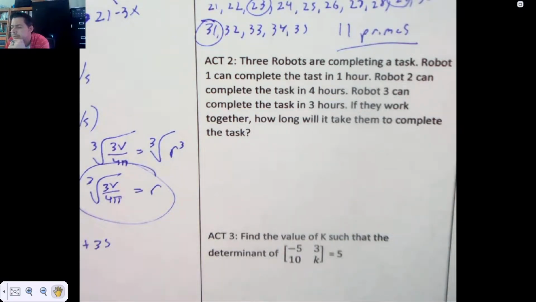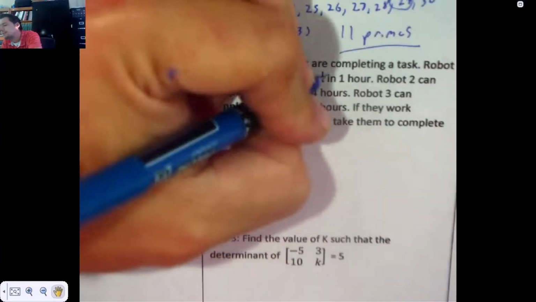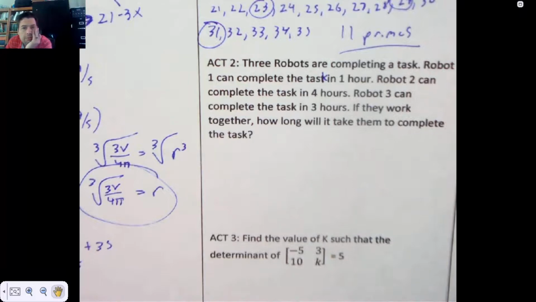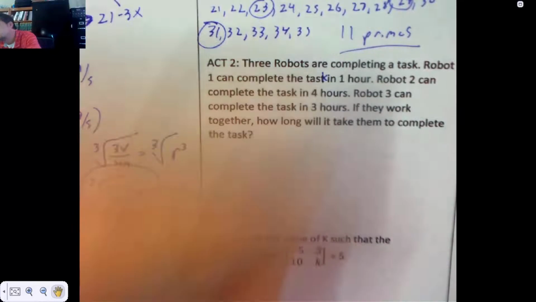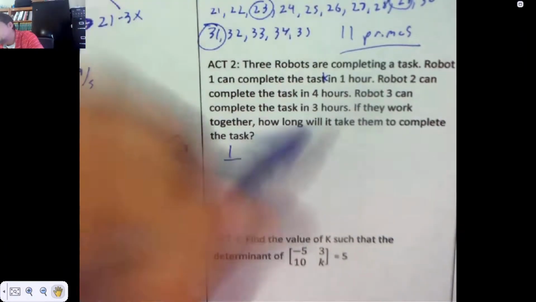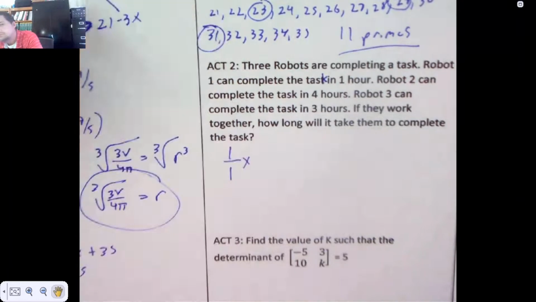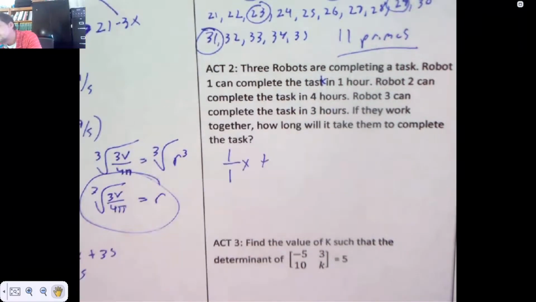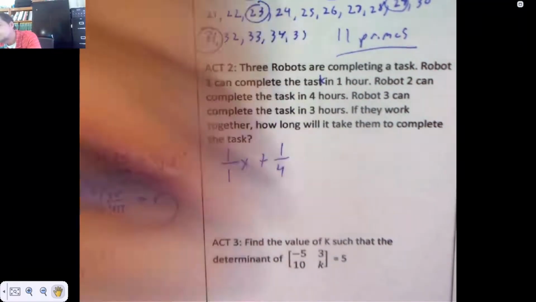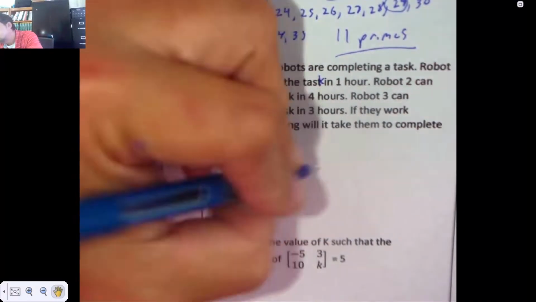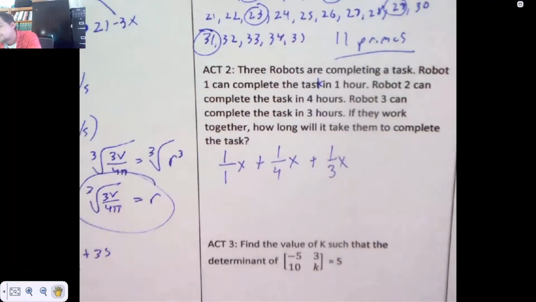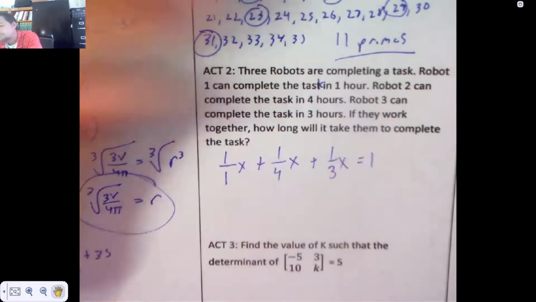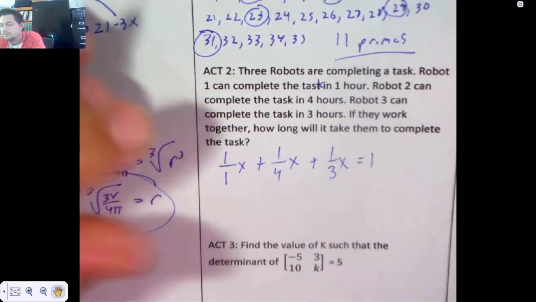3 robots are completing a task. Robot 1 can complete the task in 1 hour, Robot 2 in 4, Robot 3 in 3, if they work together. All right, so it takes robot 1 1 hour to complete the job, 1 over 1. It takes robot 2 4 hours. It can do a quarter of the job per hour times x. It takes robot 3 3 hours. It can do a third of the total job times x per hour. And together, you add them all together, you get the entire job, 1.